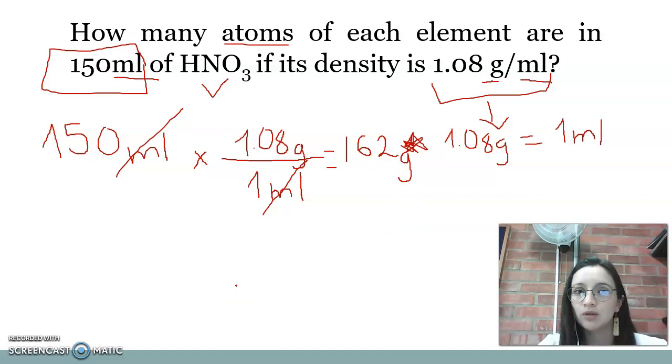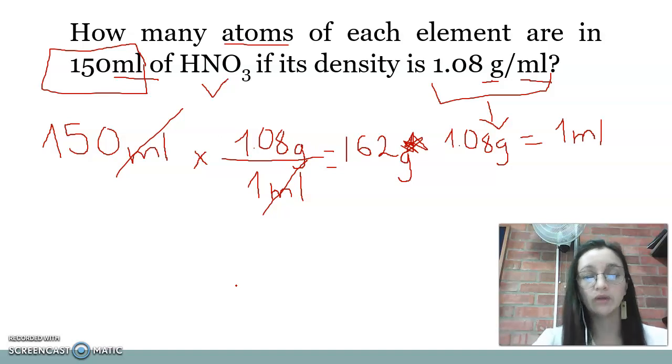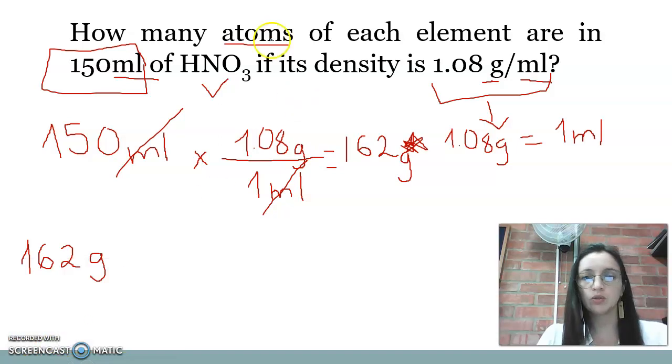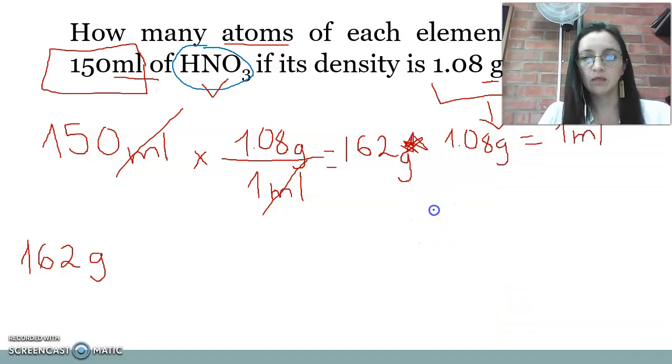Okay, but I'm asked to calculate atoms. What else can I do? So next step that I can do is, if I have my grams as my starting point, I can turn them into moles. How do I do that? If we use the formula that was given in here, the chemical formula. So my chemical formula is HNO3. So I'm going to calculate the molar mass of HNO3.